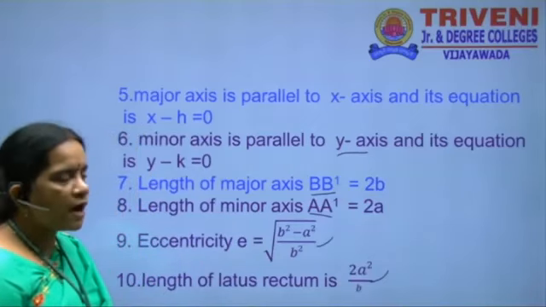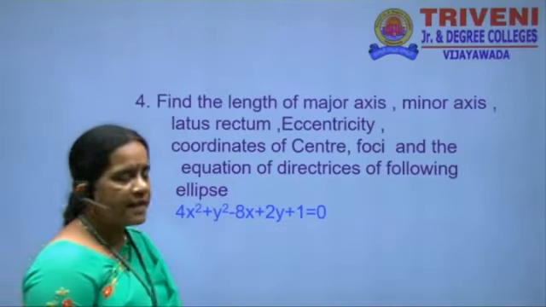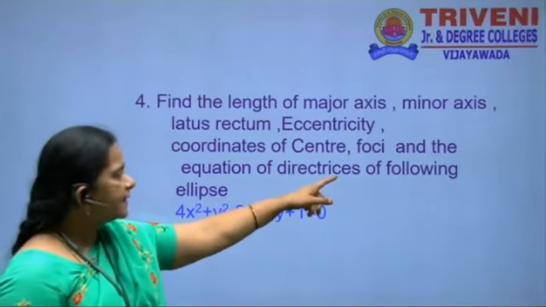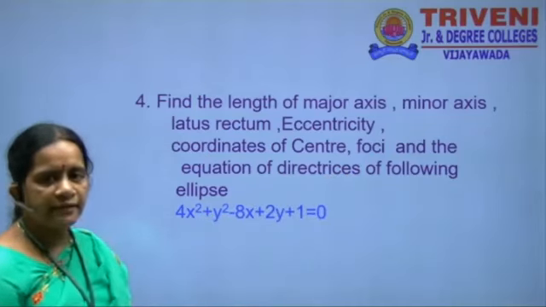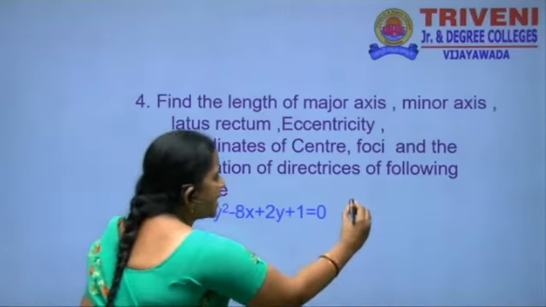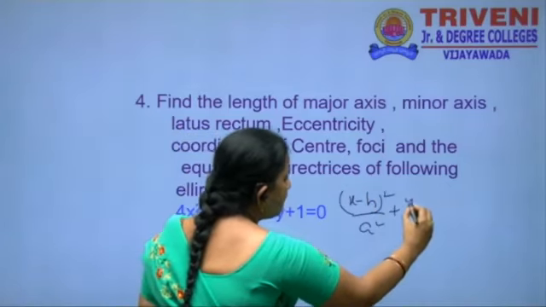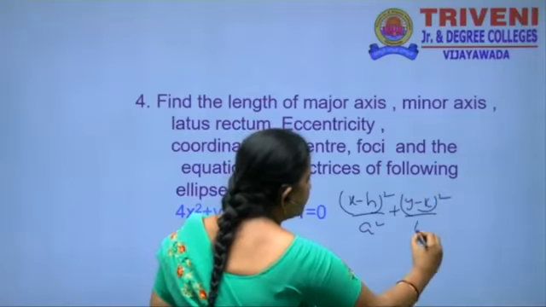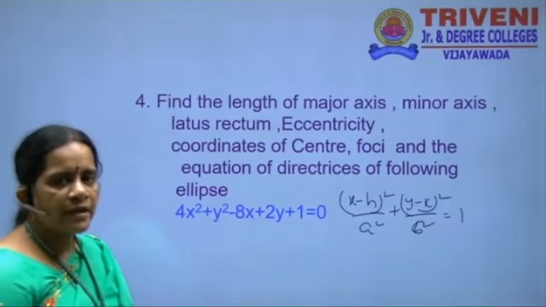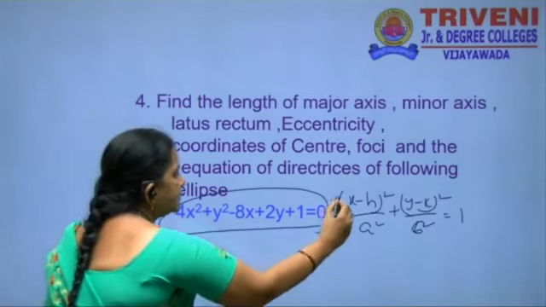Depending on these formulas, we have to do one problem. Here is the problem. Find the length of the major axis, minor axis and latus rectum, eccentricity and center, foci and equation of the directrices of the given ellipse. This can be converted into the ellipse standard form, that is, x minus h whole square by a square plus y minus k whole square by b square is equal to 1. The given equation we have to convert to this form.